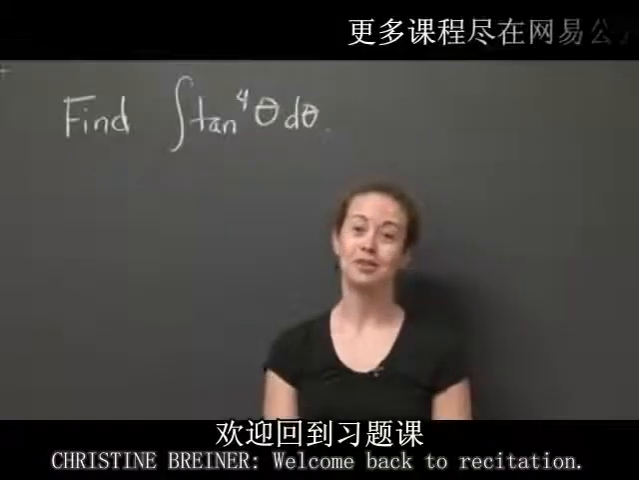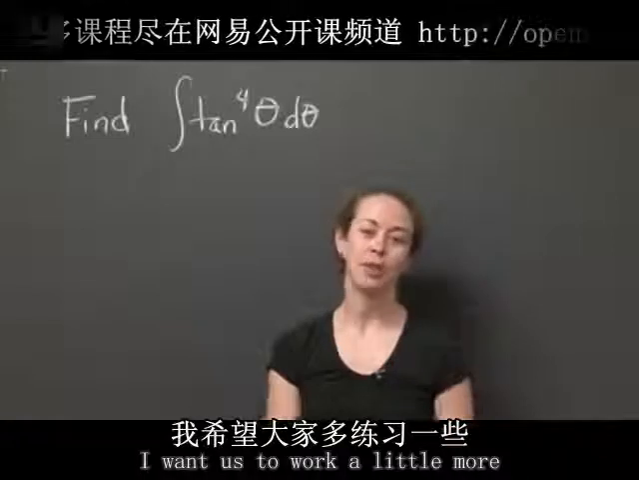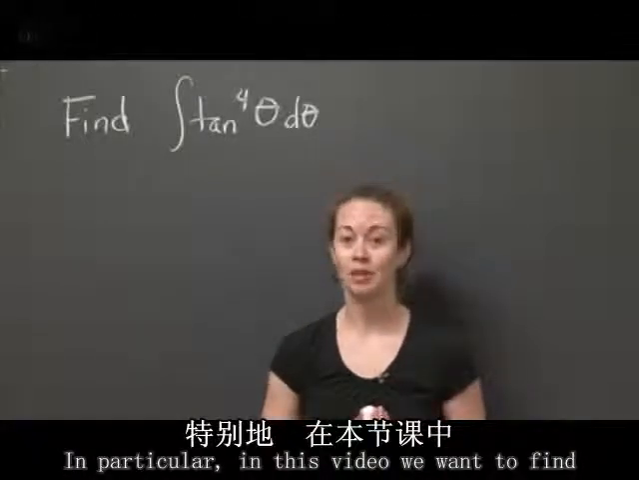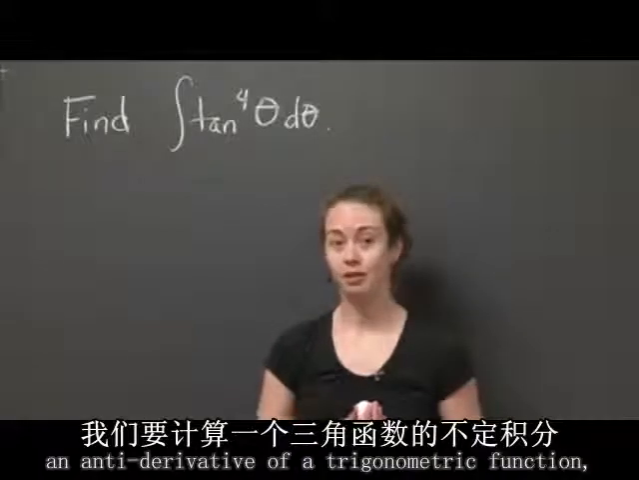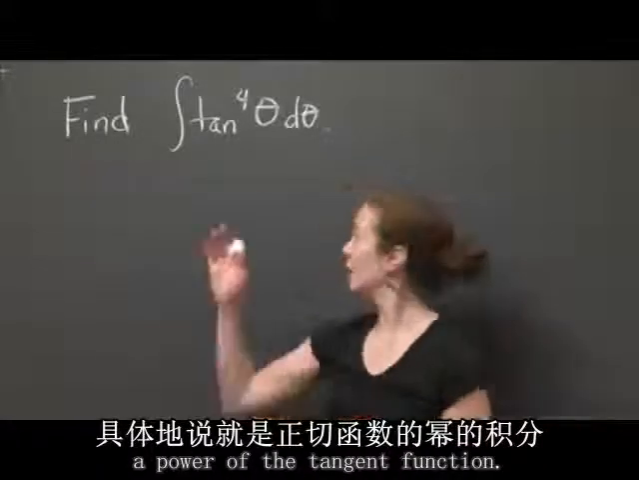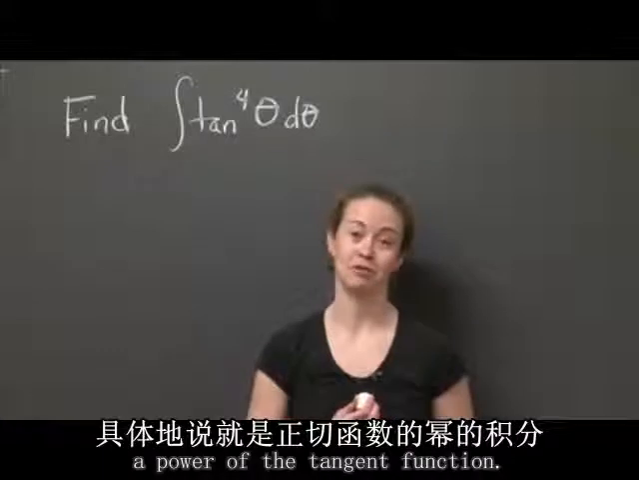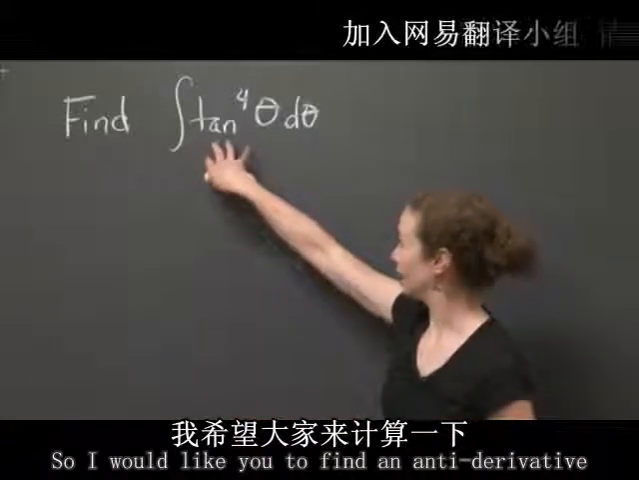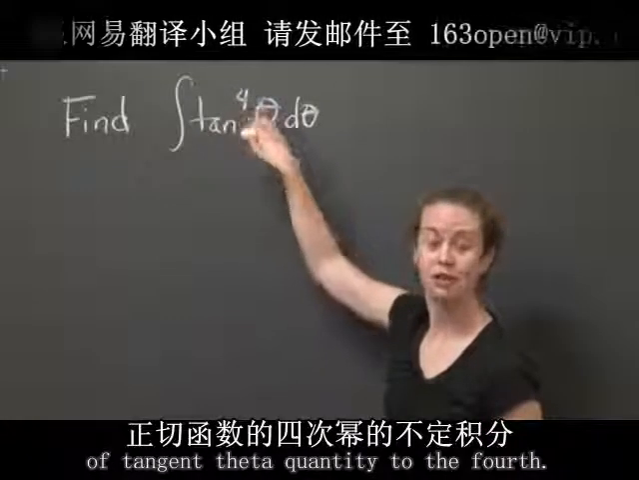Welcome back to recitation. I want us to work a little more on finding antiderivatives. In particular, in this video, we want to find an antiderivative of a trigonometric function, a power of the tangent function. So I would like you to find an antiderivative of tangent theta quantity to the fourth.